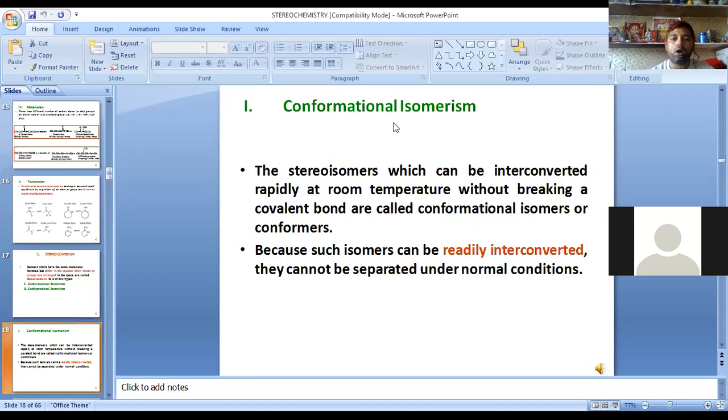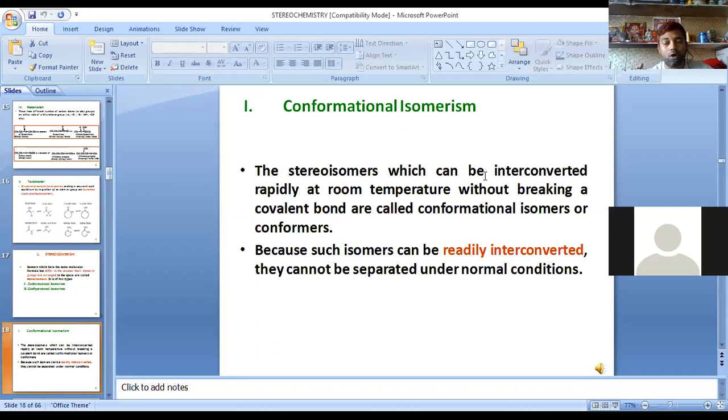So first, conformational isomers. The stereoisomers which can be interconverted rapidly at room temperature without breaking a covalent bond are called conformational isomers or conformers.